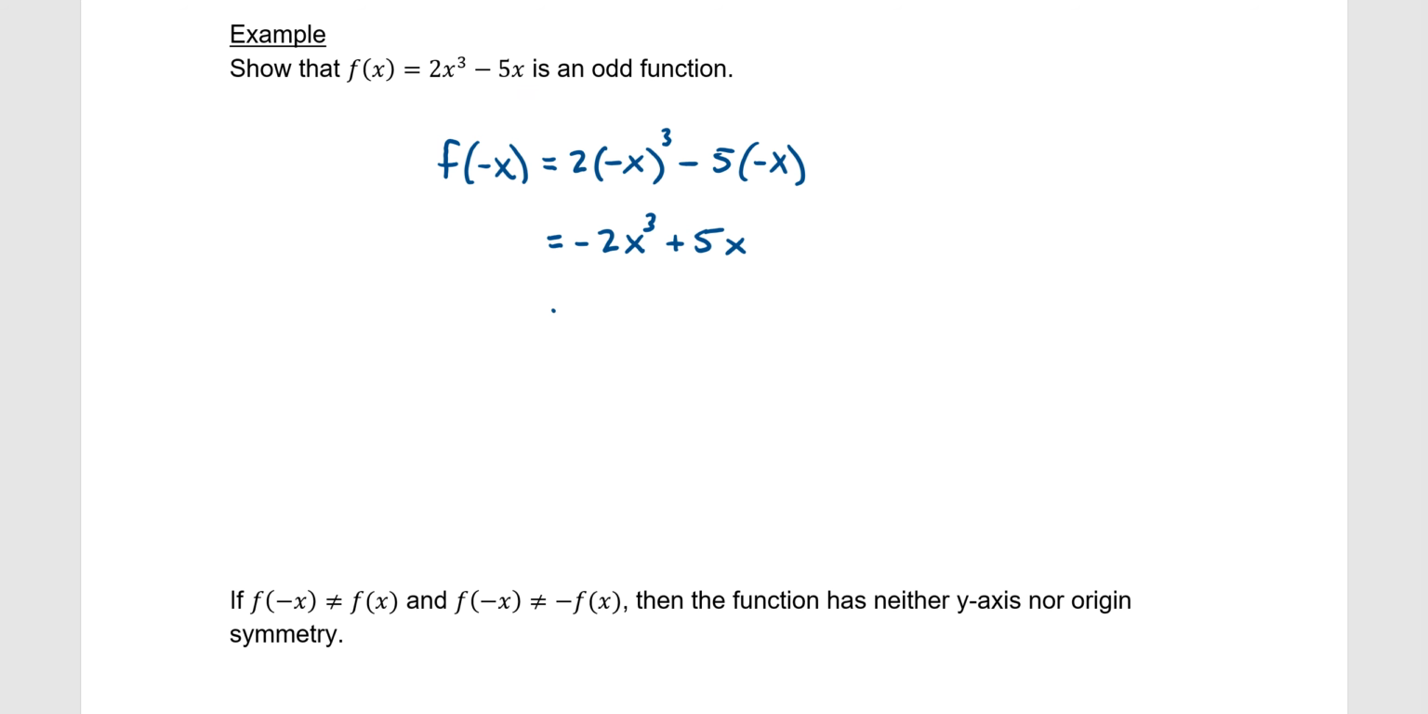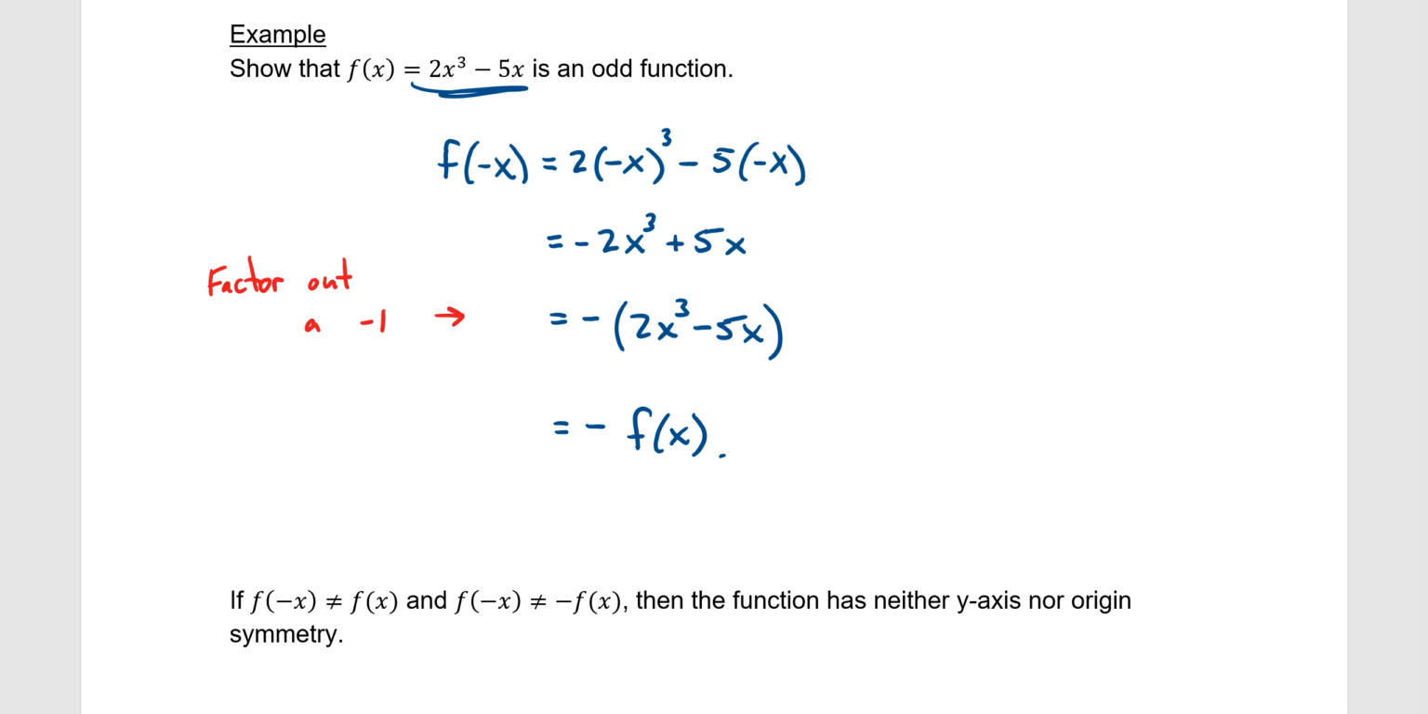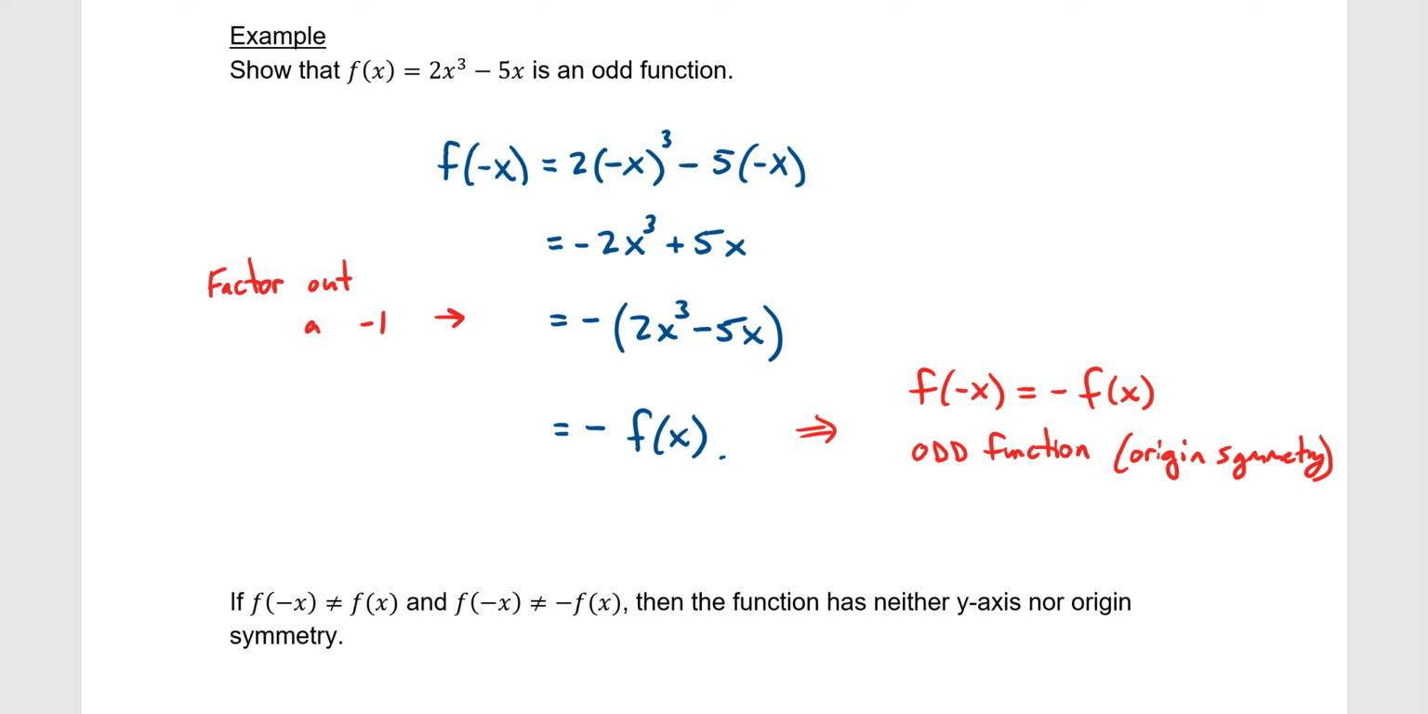If we factor out a negative 1 here, what we end up with is negative, and then what's left over is 2x cubed minus 5x. So we factored out the negative 1. And now we recognize that what's inside those parentheses is the original. So this is negative the original. This is negative f of x, which means that this is an odd function. So odd function meaning it has origin symmetry.